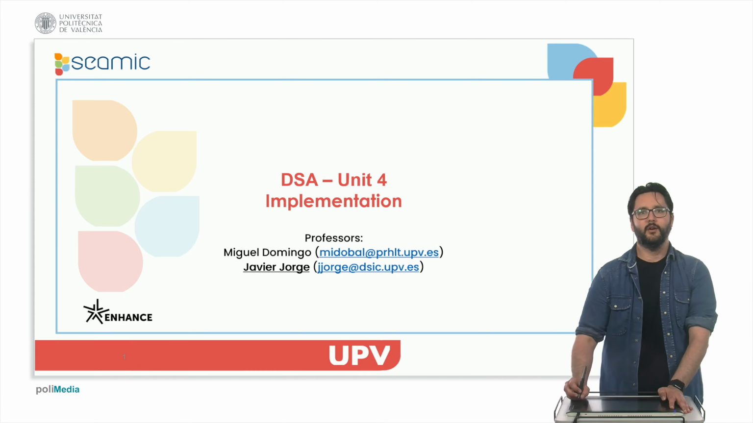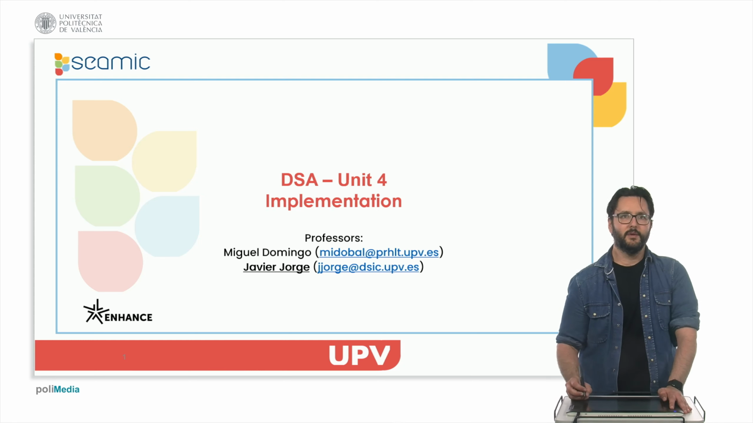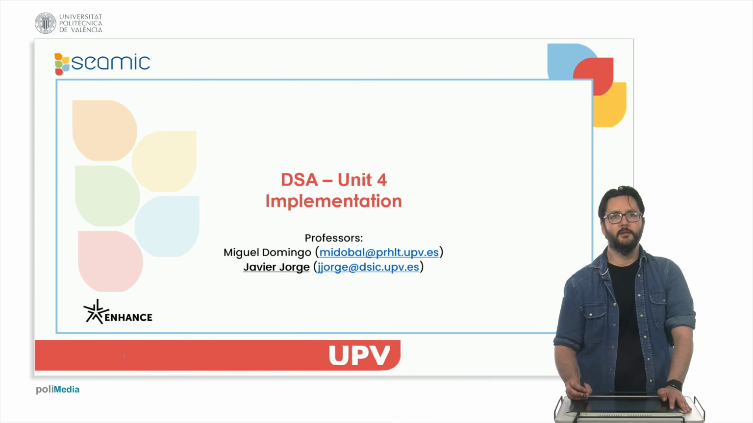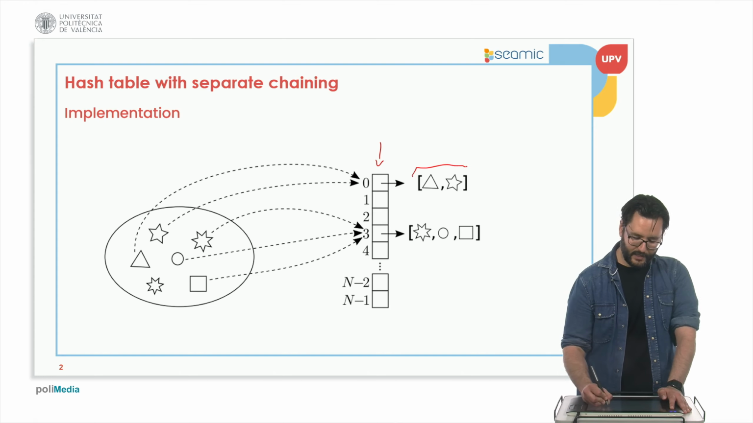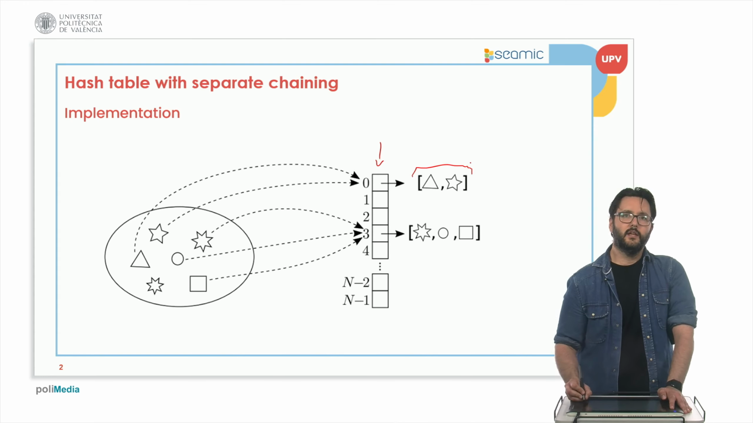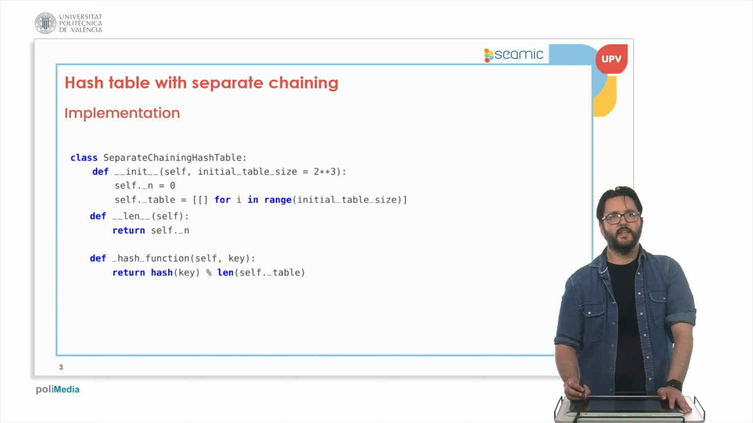Hello everyone, today we are going to talk about how we can implement this hash table in Python. Again, we are using a list in order to store the elements of the hash table, and each element, as we are using the separate chaining technique, will be a list containing the pairs. These are the buckets that we have mentioned in previous videos. Let's take a look at the code.